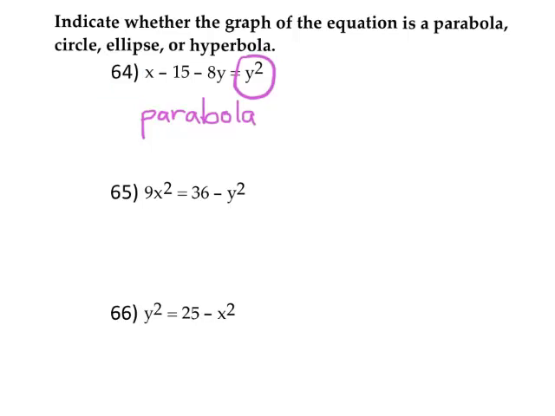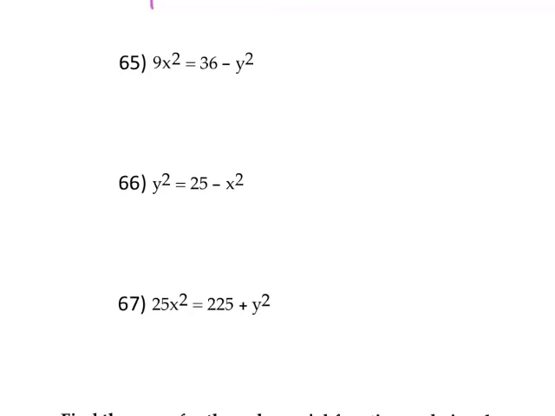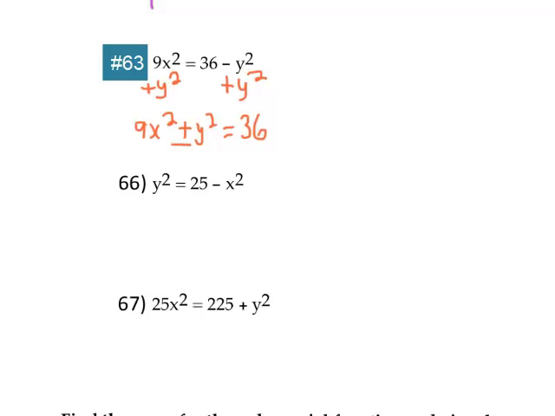Then we look at these other three, and they all have both of the terms squared. So let's just go through, and we want to get the x squared and the y squared on the same side. So here I'm going to move this over to this side, and so that's going to give me 9x squared plus y squared equals 36. If it's a plus in the middle and these numbers are different that are in front of x squared and y squared, which they are, then this is an ellipse.